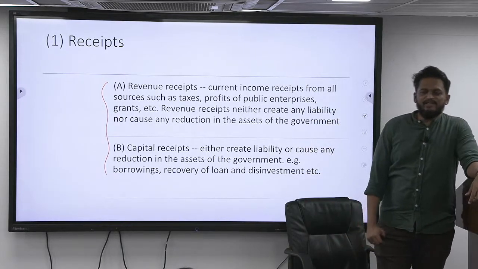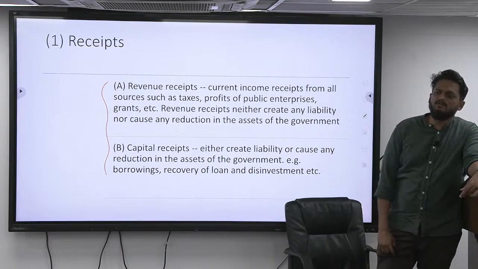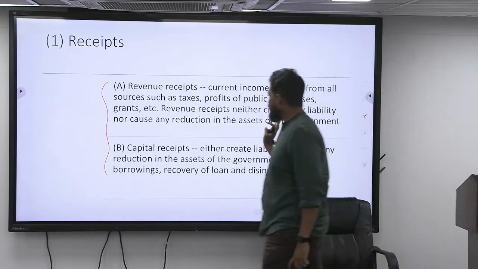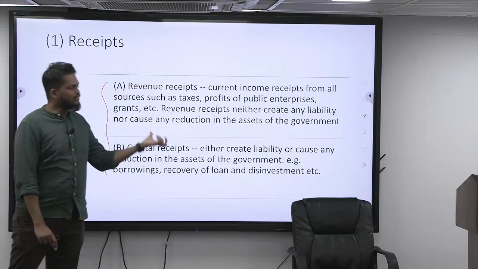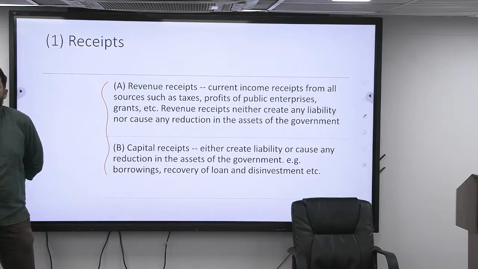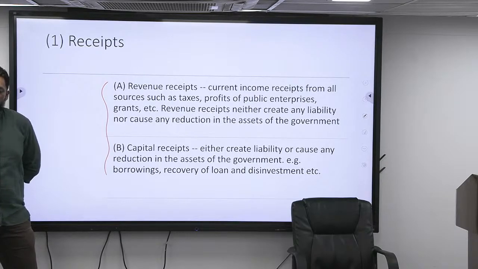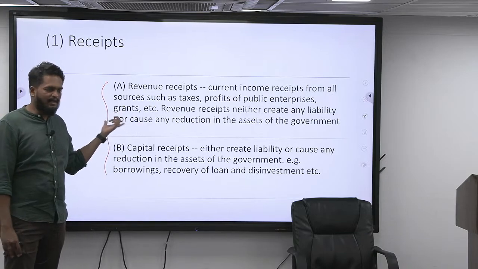Usually revenue receipts are regular and recurring, they keep coming again and again, and capital receipts are only one time. Now if you read it you will understand easily. Revenue receipts are current income received from all sources such as taxes and profits of public enterprises. For example, imagine the Government of India owns Indian Oil Corporation or some other PSU which is making profits. If it makes profits, the owner is the government. These profits are shared with the government, whoever is the owner, the shareholders. So that is also regular income.